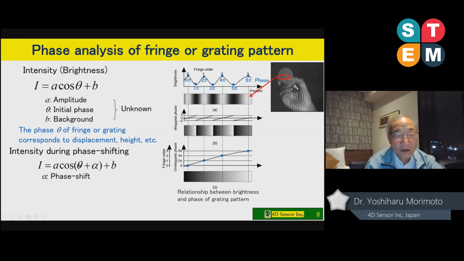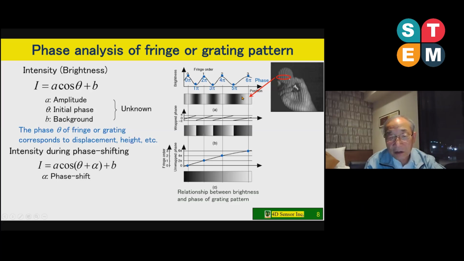So usually we use the phase shifting method. This fringe pattern is shifted by plus alpha. Usually we use 90 degrees. Then we shift four times, each 90 degrees, and we can obtain four intensities. From the four intensities, we can decide A, theta, and B. So theta gives the shape information.